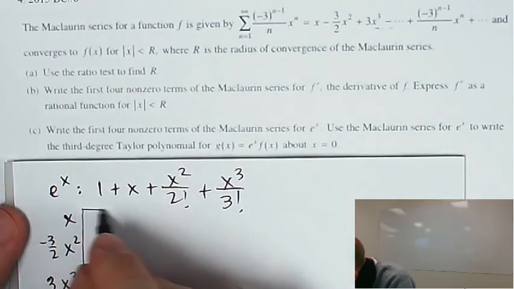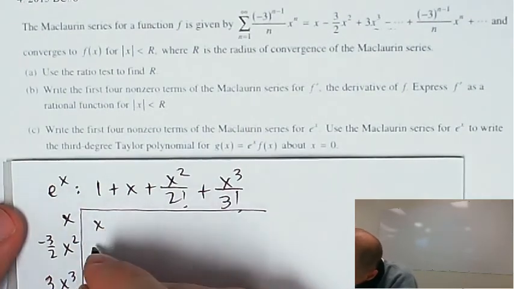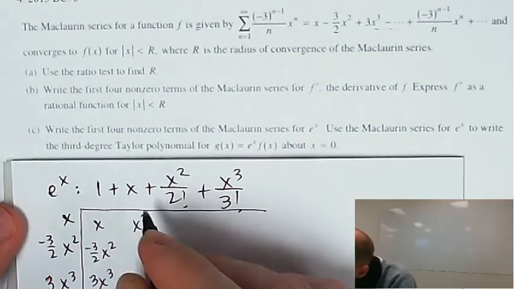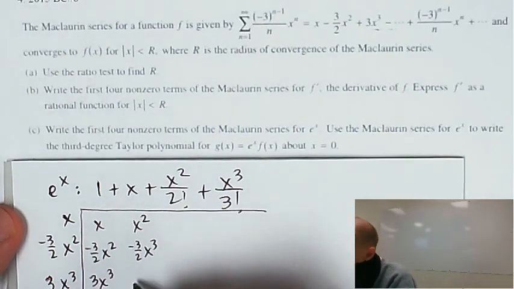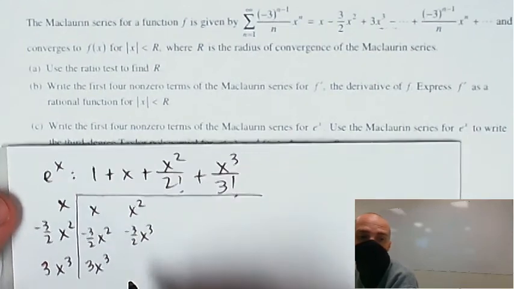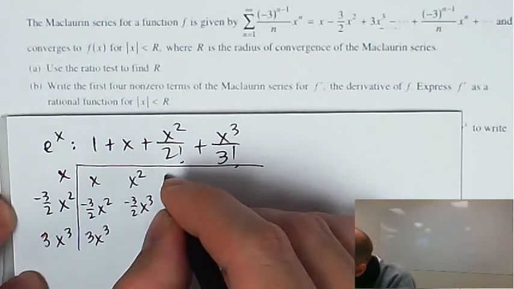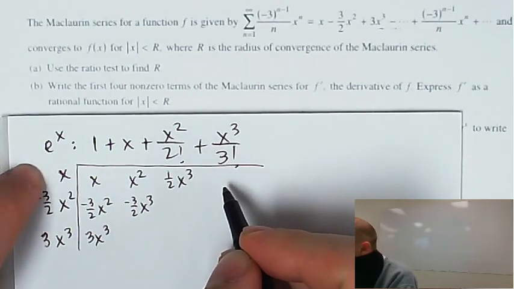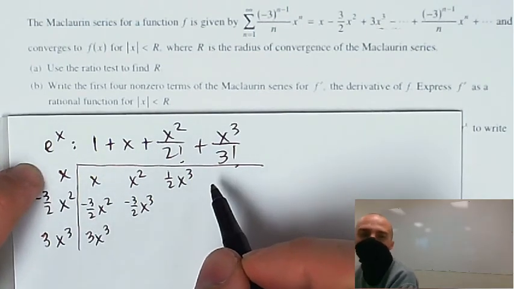And you see I'm setting up for some box distribution. I have x minus 3 halves x squared plus 3x to the third. Here I'll have an x squared, a negative 3 halves x to the third, and something with a power that is bigger than 3, which means I don't care about it. Over here, this will be the last one. This will be 1 half x to the third, because I don't actually need to multiply this one by anything, because I've got that x there, and I would have too much power, right?